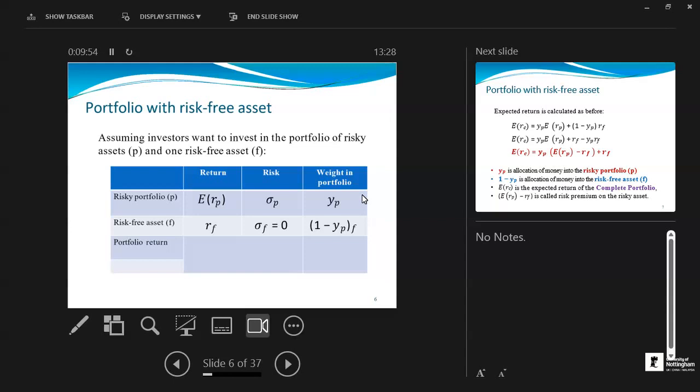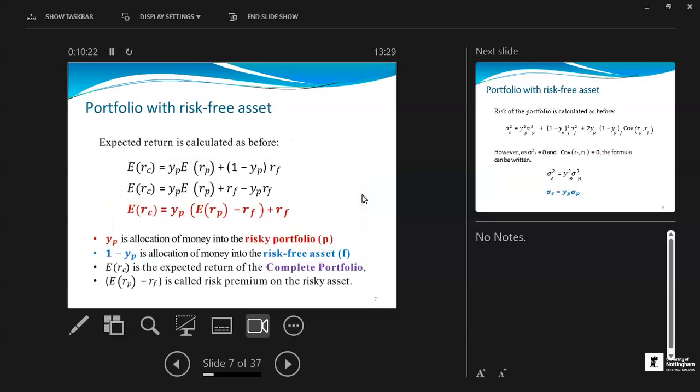Okay. So what do you have to do now? You have to determine the weights that you're going to put in the risky asset and the amount of money from your total investment that you're going to put in the risk-free assets. So the term YP represents the weight of your investment in the risky portfolio. So YP is the investment in the risky portfolio. 1 minus YP is whatever is left, that would go into the risk-free asset. So it's a simple formula.